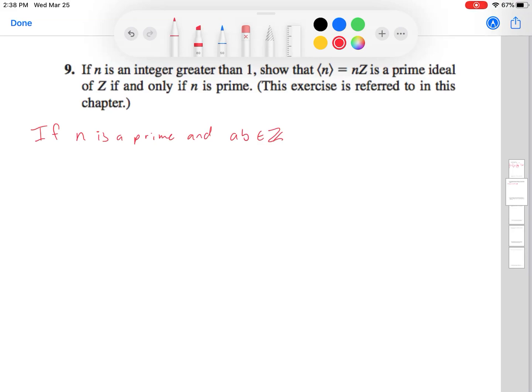and ab is an element of nZ. Then by Euclid's lemma in chapter 0, we know n divides a or n divides b, which means that a is an element of nZ or b is an element of nZ. Which would mean that it's a prime ideal. Okay, so that's going the backwards direction, assuming that n is prime.